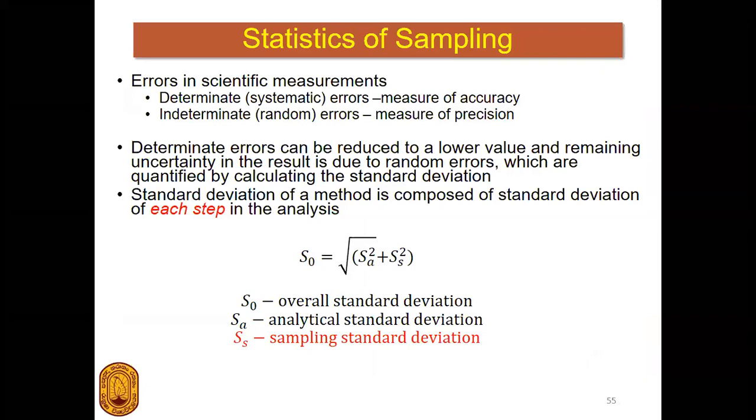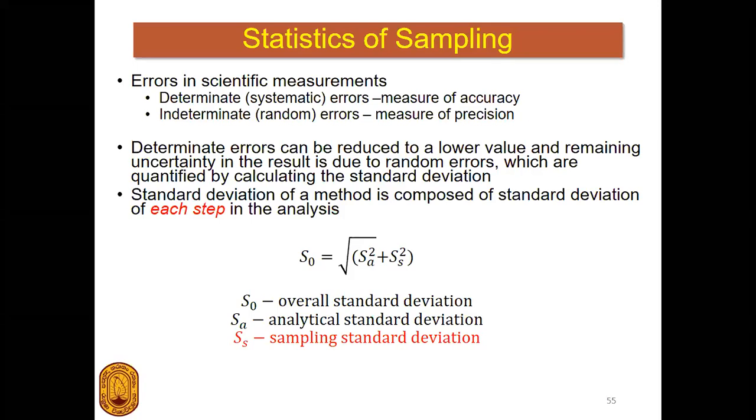If you talk about errors, not only when we perform the analysis, even during the sampling, errors are possible, right? There are two types of errors: determinate errors, or random, or indeterminate errors. We will discuss these types of errors in more detail under the chemometrics part. But for right now, the random error is a measure of precision, and the systematic error is a measure of accuracy.